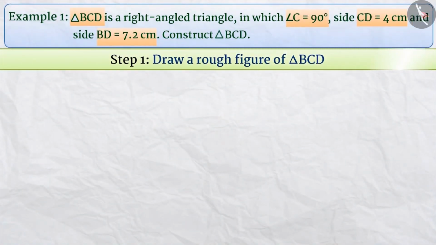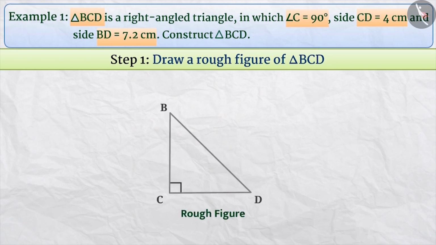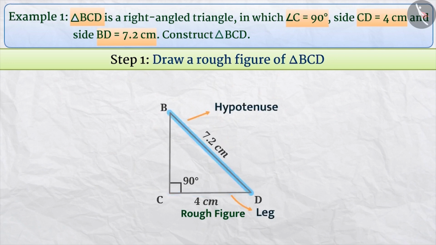Step 1. First of all, with the given measurements of triangle BCD, we will draw a rough figure. We will mark the given measurements as well as the right angle. From the rough figure, we come to know that in triangle BCD, the side CD is the leg and the side BD is the hypotenuse. So, let's construct triangle BCD with this information.